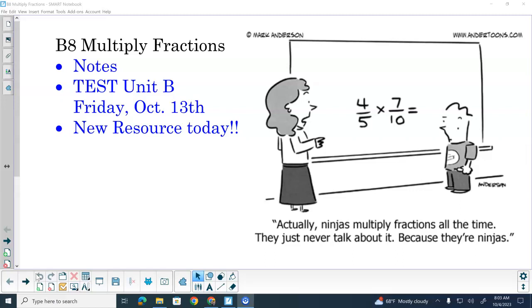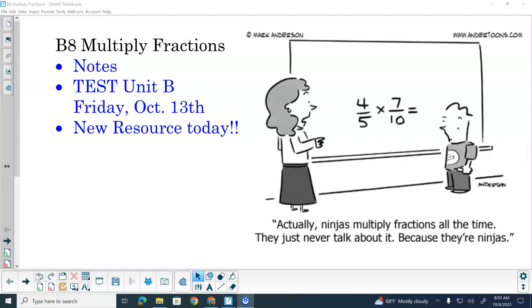And I know it's hard to see because it's tucked in here behind the computer monitor, but we're going to have your test, your Unit B test, on Friday the 13th. Okay? So Friday, October 13th will be your Unit B test. Okay? All right? Let's get into it.